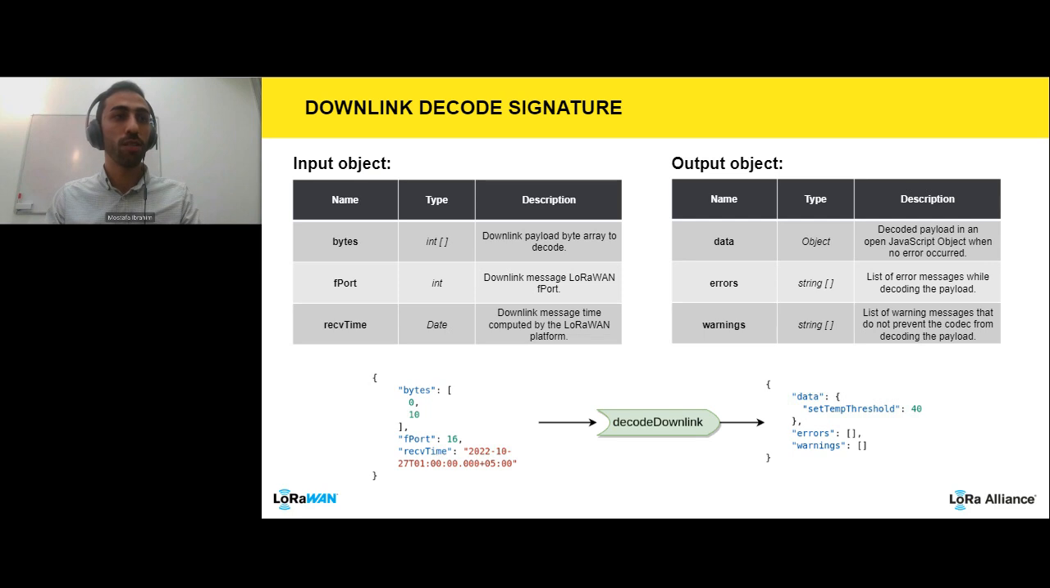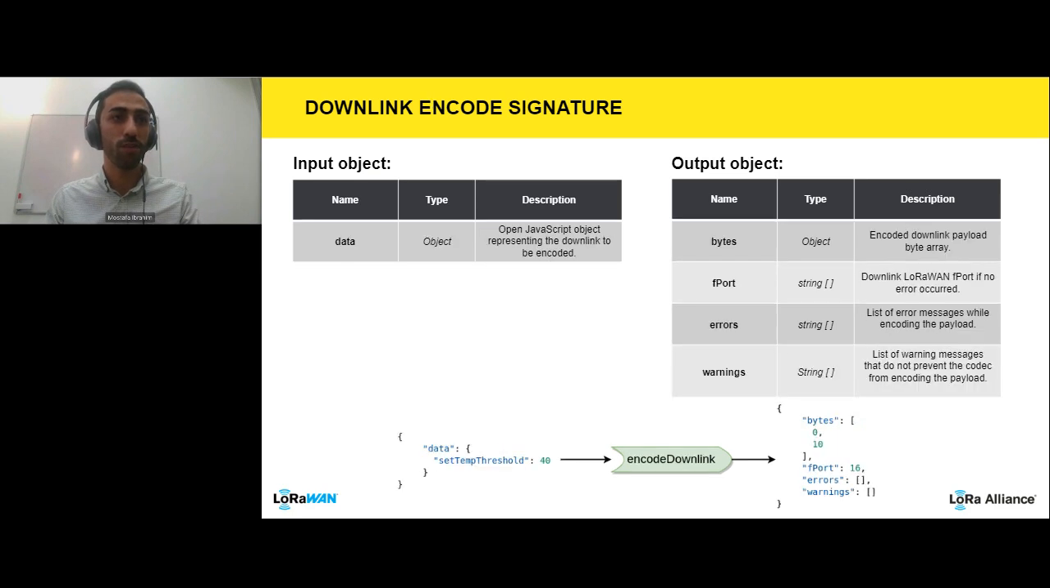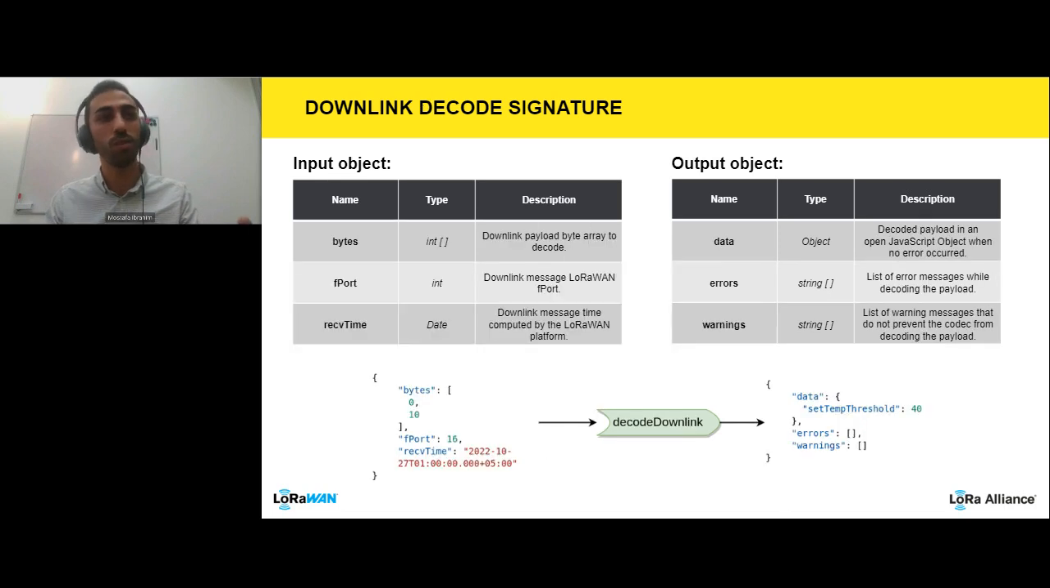So it's the inverse of that one. That one was the encoding. Here it's the decoding of the downlink: the bytes that must be sent to the device, the F port, and the receive time. These are also already explained in previous slides. And the output will be data, the data that I have to send to the device to set this threshold. So you can see the errors and warnings also.